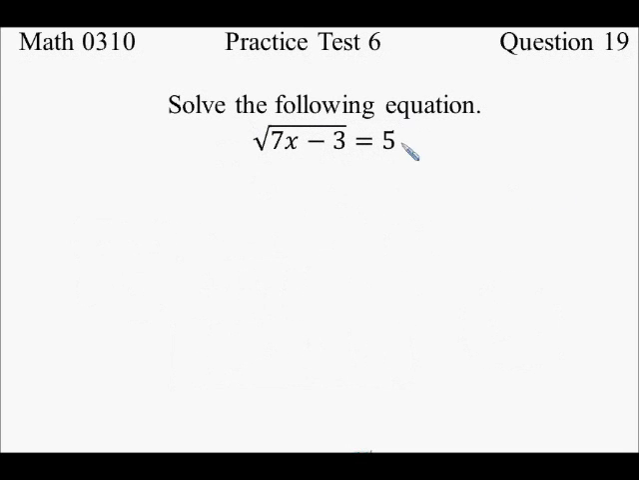Question 19. Solve the following equation. Square root of 7x minus 3 equals 5. Okay, so here we already have our square root expression by itself on one side of the equal sign, and this time it does not equal a negative number, so we're okay to go ahead and solve this here. We might get an answer that actually works for this here. In fact, we should. So to get rid of square root, the opposite of square root is square, so we're going to square this side to get rid of that radical. And since we're squaring that side, we have to square this side.